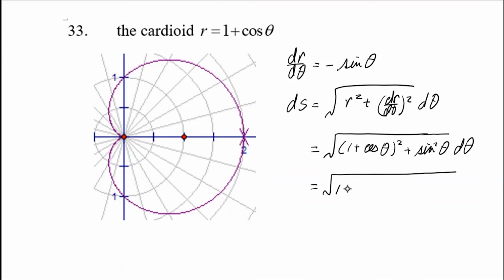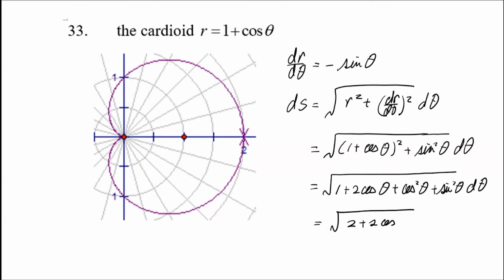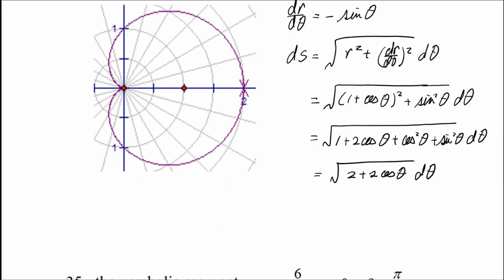Now let's expand this out. So we have 1 plus 2 cosine θ plus cosine squared θ plus sine squared θ. So what we have at the moment is this: 2 plus 2 cosine θ dθ. Now the question is, how are we going to integrate this?